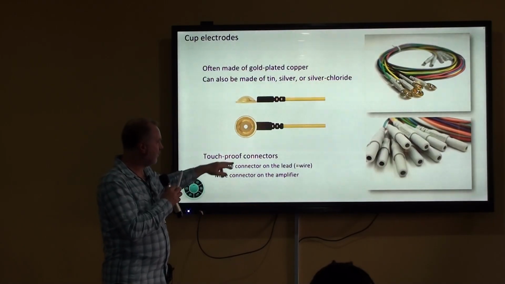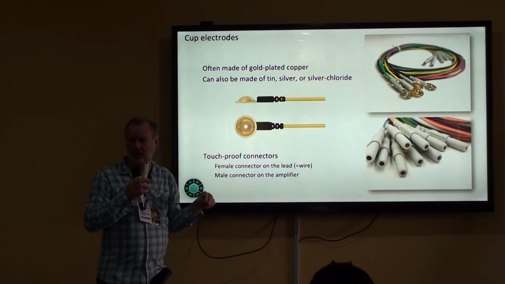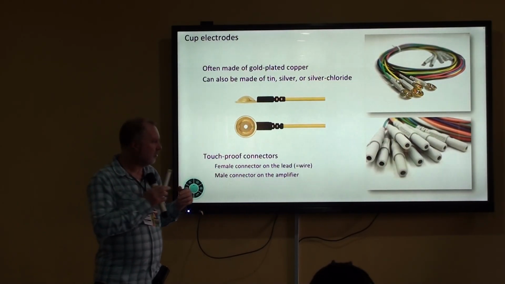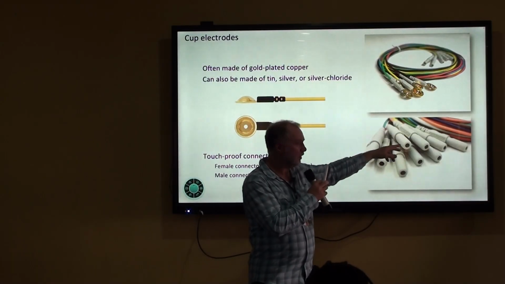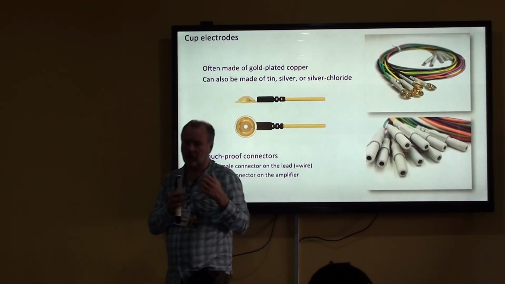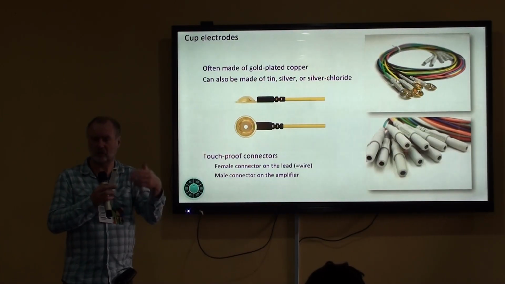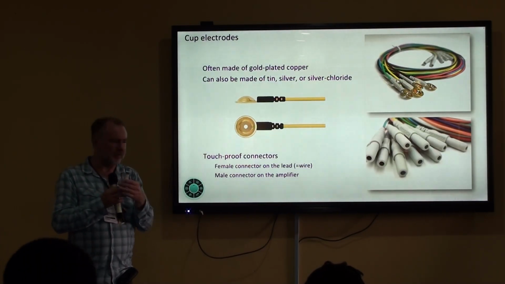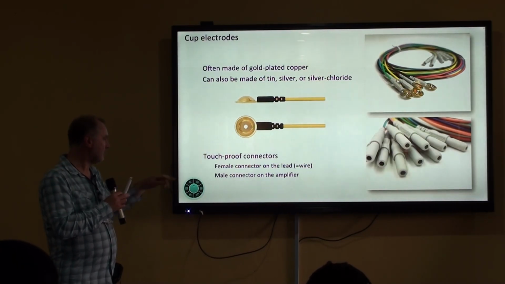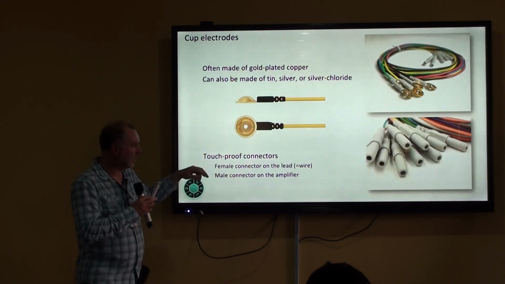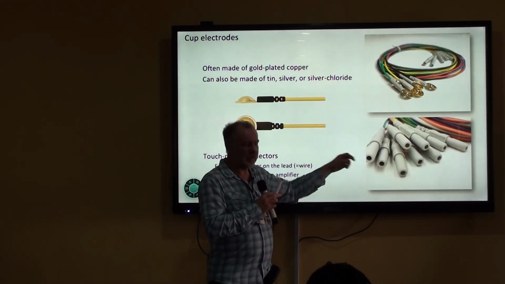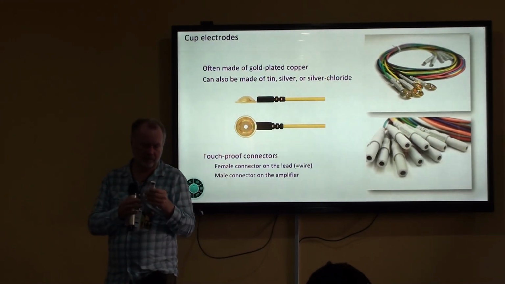On the other side, they have a special type of connector, which you see with a lot of EEG systems. Those are touch-proof connectors. They look like this. And these touch-proof connectors are pretty much the standard for connecting electrodes to an EEG or an EXG amplifier. They have the female connector on the lead, so they have the hole on the lead, and they have a pin on the amplifier.